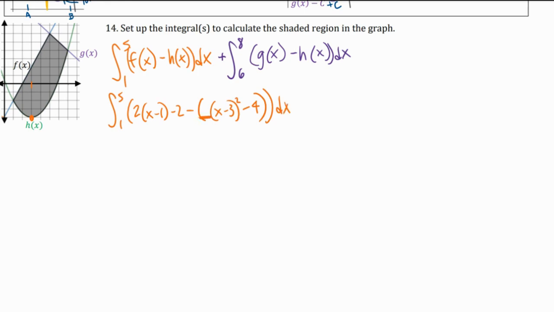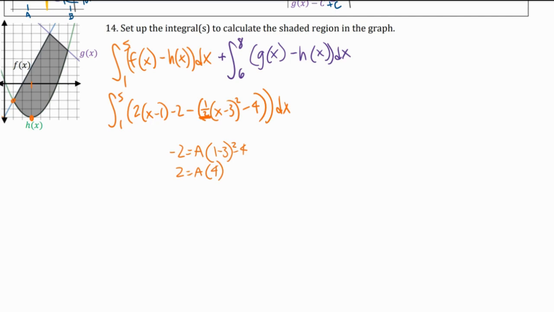My a value, I'm going to figure out by plugging in a point. So I have 1, negative 2. So negative 2 is equal to a times 1 minus 3 squared minus 4. Add 4 to both sides. I get 2 is equal to a times 1 minus 3 squared. 1 minus 3 is negative 2. Negative 2 squared is 4. Divide, I get a is 1/2. Rewind the video, slow it down if you need to. But you should be able to solve for the equation of a parabola in vertex form.